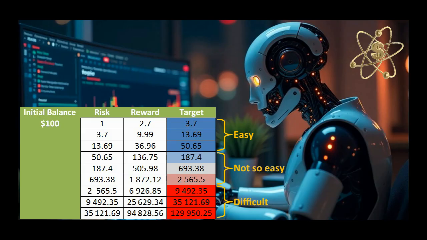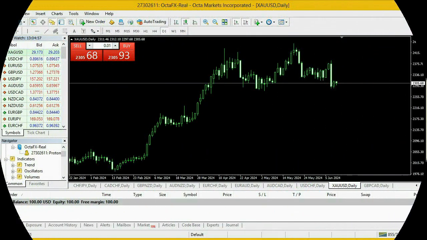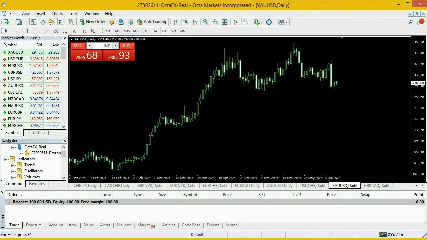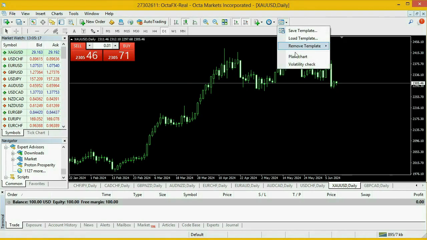Let's have a look at our first trade. This is obviously a live market and we have $100 in this account, which is a real account, as you can see. On expert advisors, this is our expert. But first we need to check for volatility to increase our chances for success.